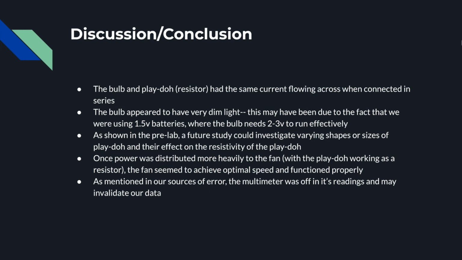Ultimately, the bulb and the Play-Doh resistor had the same current flowing across when connected in series, and the bulb appeared to have very dim light. This may have been due to the fact that we were using 1.5 volt batteries, where the bulb needs 2 to 3 volts to run effectively.